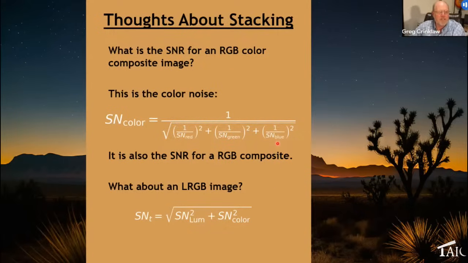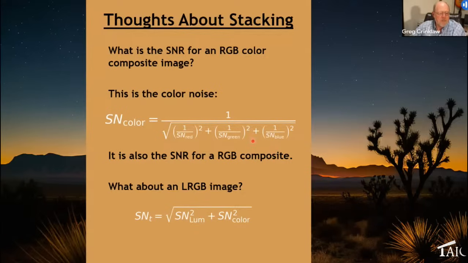Let's say the signal to noise ratio of the blue image is much smaller than the others. We're going to take 1 over that, which is going to make a big number. And then we're going to square that, which is going to make a bigger number, which is going to dominate the other 2. We're going to take the square root of that. And then when we take the final reciprocal, we're going to get a tiny number.